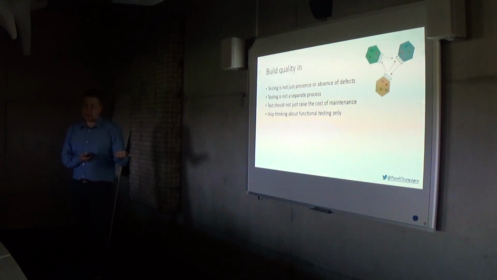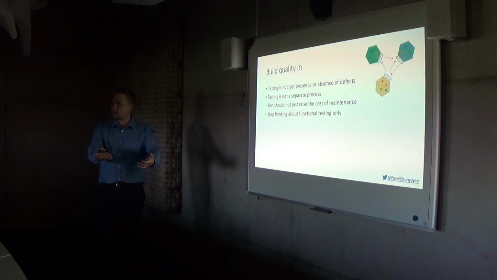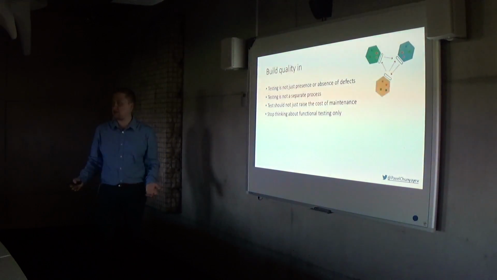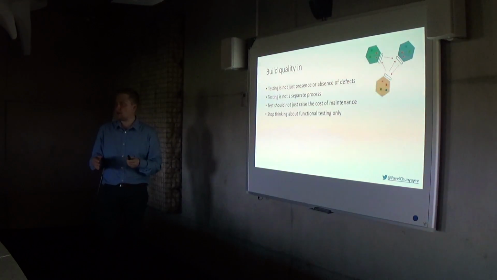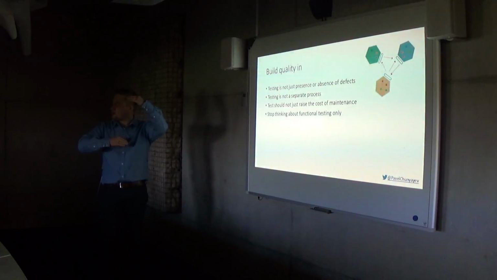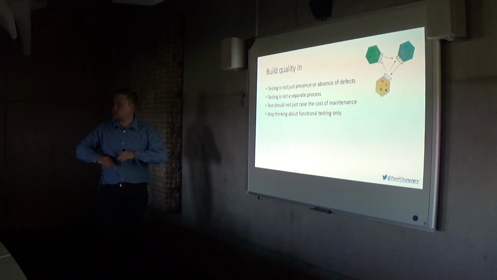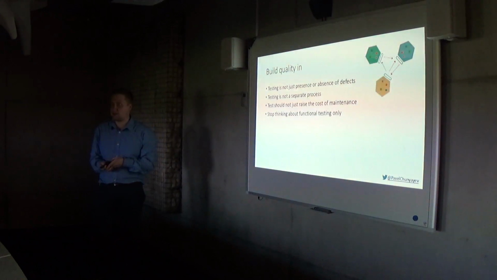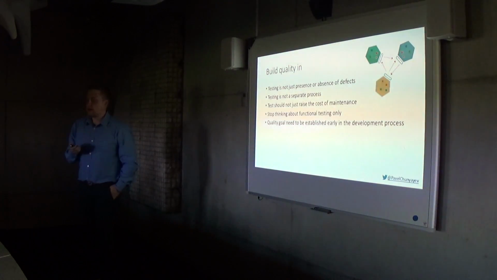Stop thinking about functional testing only. Again, it's not only end-to-end testing. Most people who go into automation testing make the mistake of automating end-to-end testing, and they create a testing pyramid that is what people call an ice cream cone, where all effort is put on end-to-end testing, but none on unit, on integration, and contract testing. This is not the way to go.